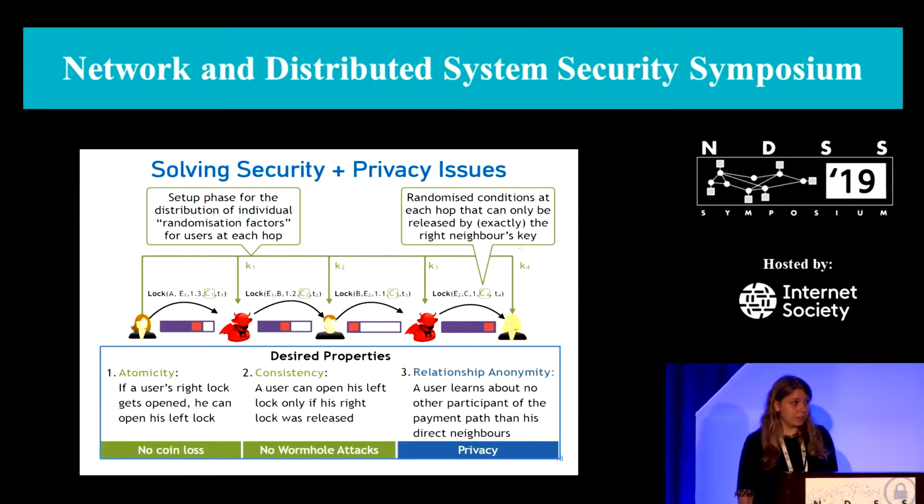The guarantees that we now want to get from this are, first of all, atomicity, which means that no intermediate user should lose coins, and this is ensured by the fact that as soon as a user's right lock is opened, he can also open his left lock, so also pull the money. Then we want to have consistency, which should prevent a wormhole attack, which means that a user cannot open his left lock unless his right lock was opened before. And finally, we want to have relationship anonymity, which means that no user on the path should learn anything about the other participants on the path other than his direct neighbors that he anyway needs to communicate with.